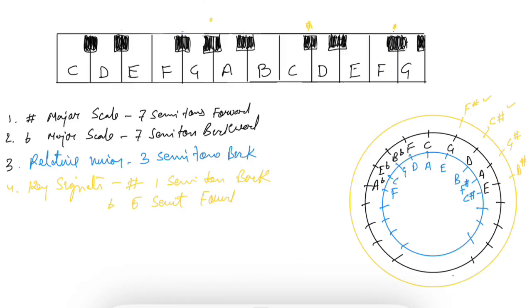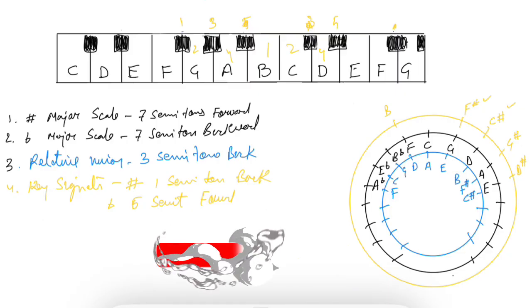Now for the flat ones, you have to move 5 semitones forward. So from F, we move 1, 2, 3, 4 and 5, so we get B flat. Okay, now from B flat, if you move 5 forward, 1, 2, 3, 4, 5, you get E flat.